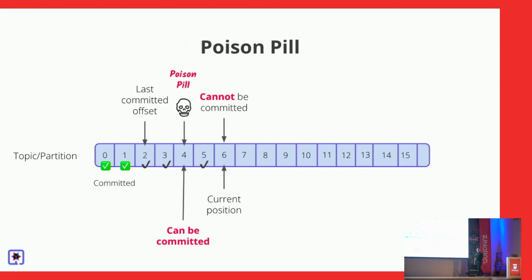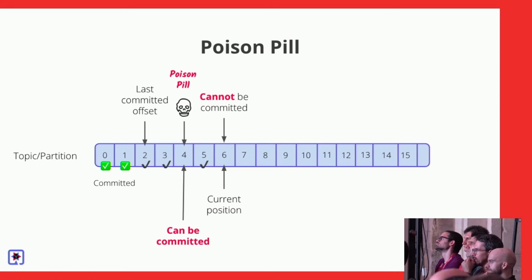But what about poison pills? A poison pill is a record that you can't process. It just crashes. Doesn't work. The problem is that with tracking our offsets, if I have my offset 4, which is a poison pill, while 3 has been processed, 5 cannot be committed because 4 will never be acknowledged. So in that case, we need to have a mechanism that prevents this.